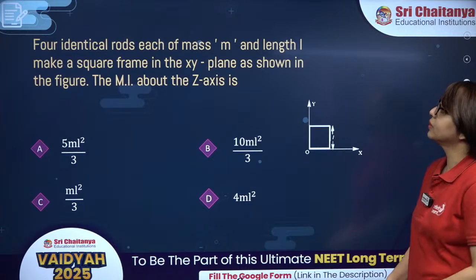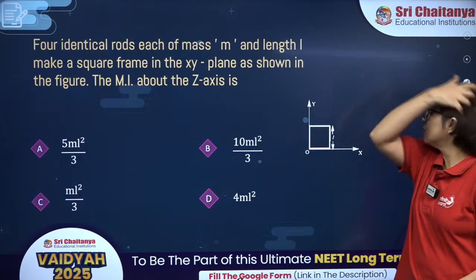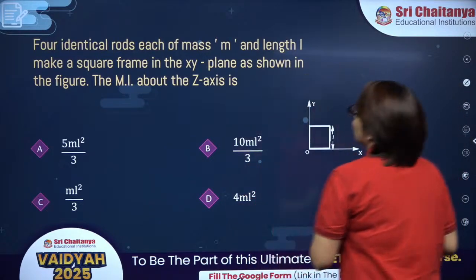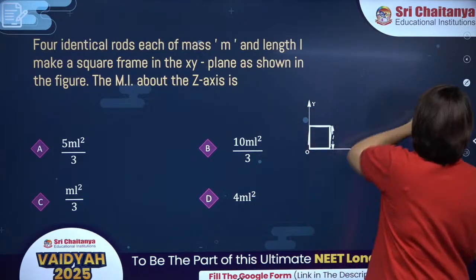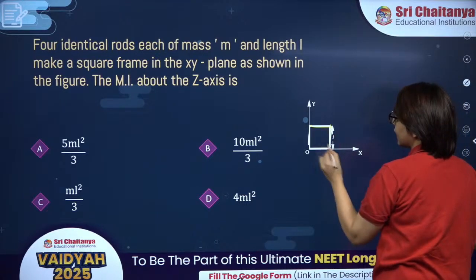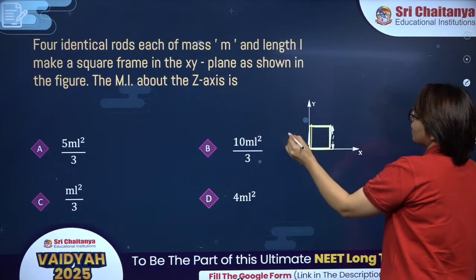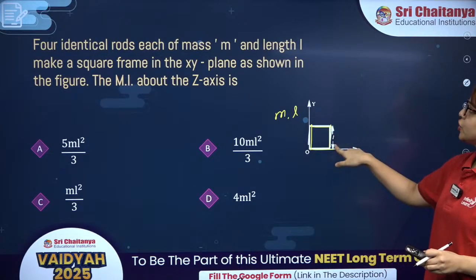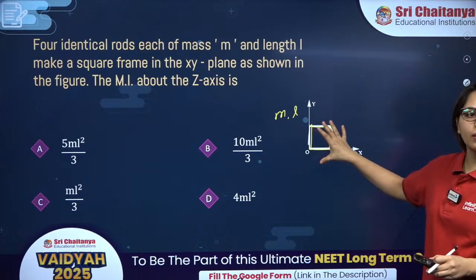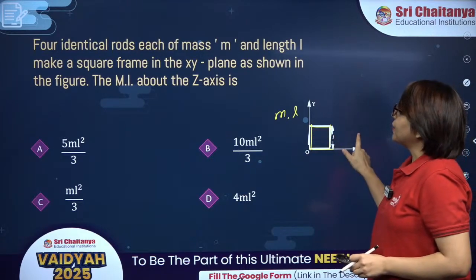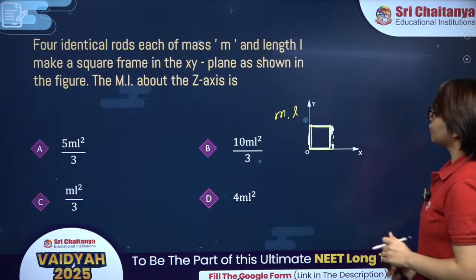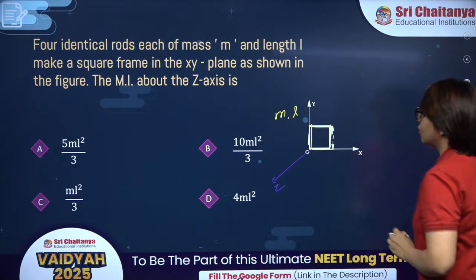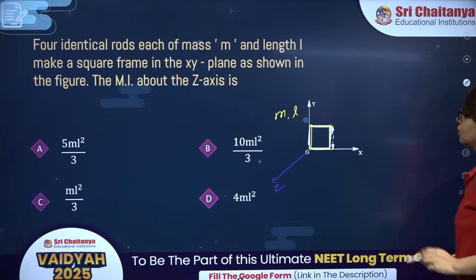This is another one from your rotational motion, from moment of inertia. 4 identical rods, each of mass m. These are the 4 identical rods over here: first, second, third and fourth. Each of mass m and length L are arranged like this to make a square frame in the XY plane as shown in the figure. What is the moment of inertia of the system about the z-axis? You have to find the moment of inertia about the z-axis of the system.